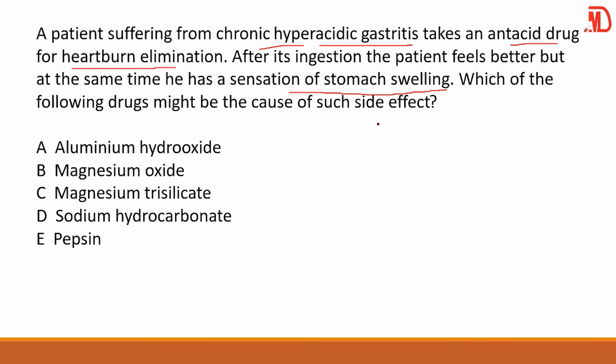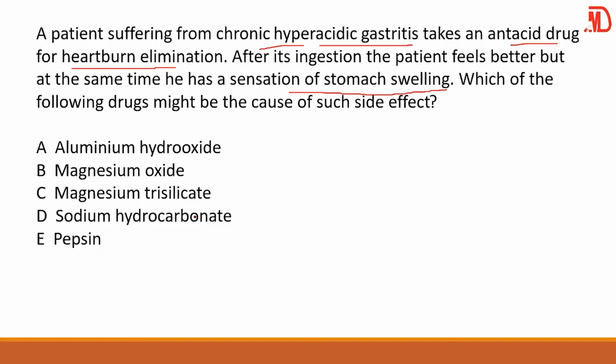So definitely you are thinking of an antacid, okay? Because the person was given an antacid. And actually, all of them here are antacids, especially magnesium salicylate, they are all antacids, right? So which one of them has this kind of side effect? The one that has that kind of side effect is sodium bicarbonate, or sodium hydrocarbonate. So what it does is that it reacts with the acid and produces salt, water, and carbon dioxide.